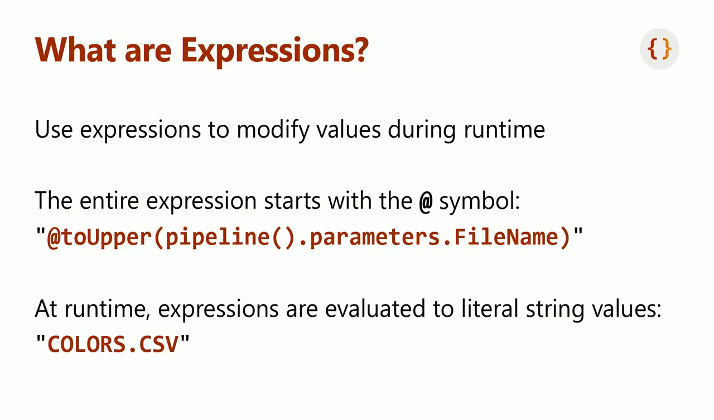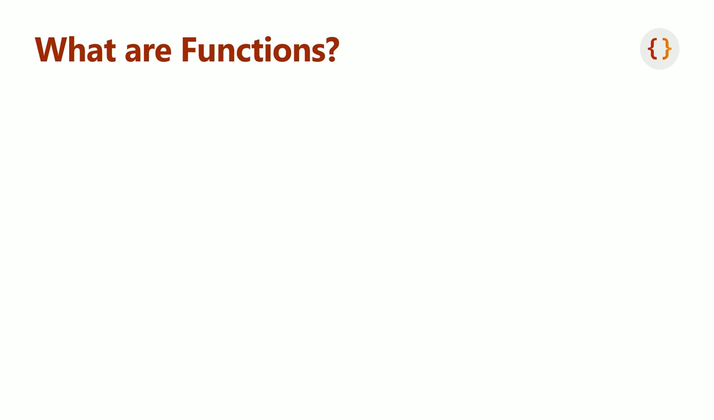For expressions, they just start with the @ sign. And this is where you want to change the value or the contents of that value during your execution. So for example, if you need to uppercase the contents of whatever parameter you're getting in, you can use the toUpper function. And you pass that in, and the entire expression starts with the @ sign. And that is just being evaluated into literal string functions during runtime. And there are a whole lot of functions, and we're not going to cover all of these today, but just a few examples of things you can do.